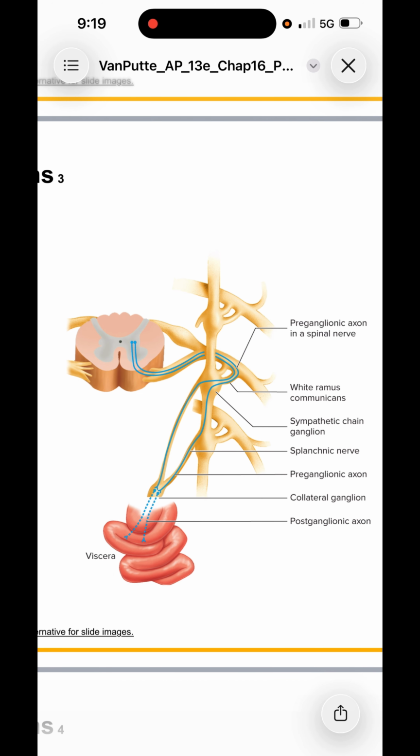Preganglionic axon and a spinal nerve. White ramus communicans, sympathetic chain ganglion, splanchnic nerve, preganglionic axon, collateral ganglion, postganglionic axon, viscera.